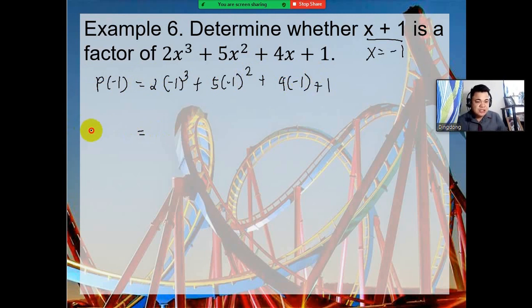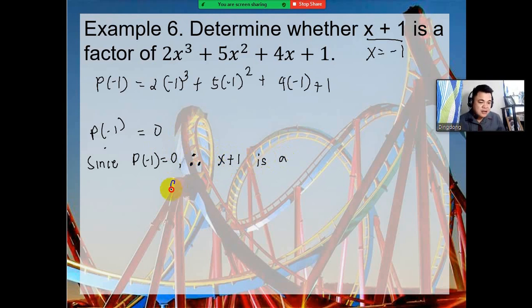Then the next thing is, what is P of negative 1? I'll be waiting for you. So P of negative 1 is 0. Okay, that's the remainder. Now, just write it down: P of negative 1 is 0, so since it is 0, therefore, we can say that x plus 1 is a factor of P of x. So if it's not 0, again, it's not a factor. But in this case, it is 0. That's why we concluded that it's a factor of P of x.